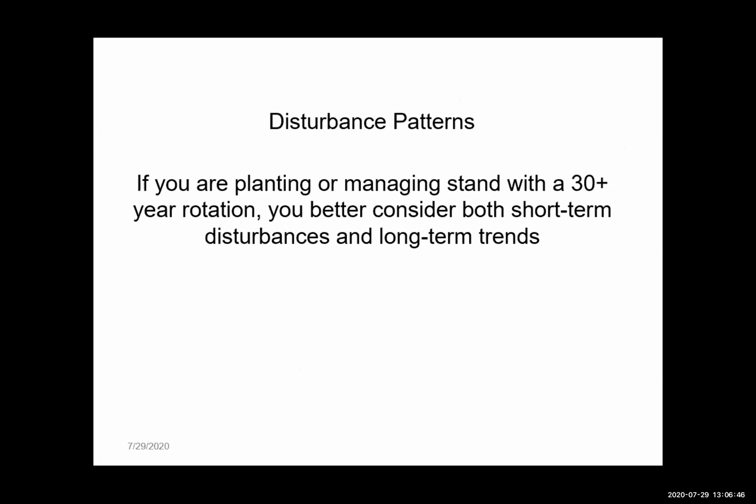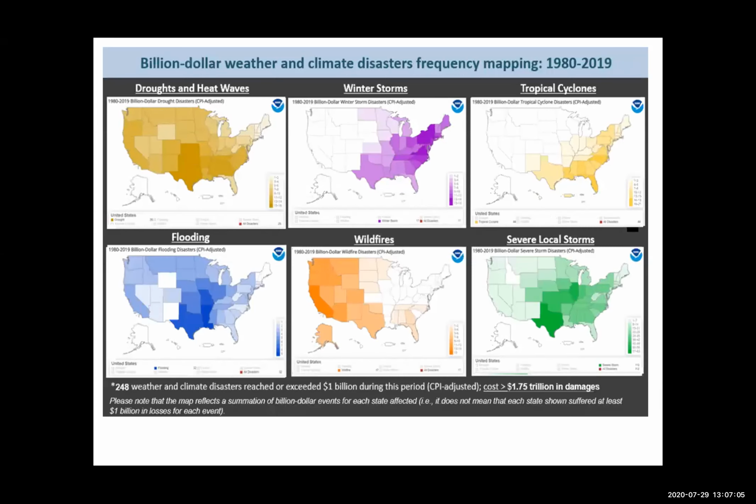The thing to remember, if you're planning to do a rotation that's 30 years or more, you really need to be aware of both the short-term disturbances and the long-term trends. These are different things. I'll go through both what a short-term disturbance and a long-term trend actually is. This is a graph that gives you perspective from the standpoint of the Southeast and of the whole United States of what kind of disturbances we have.